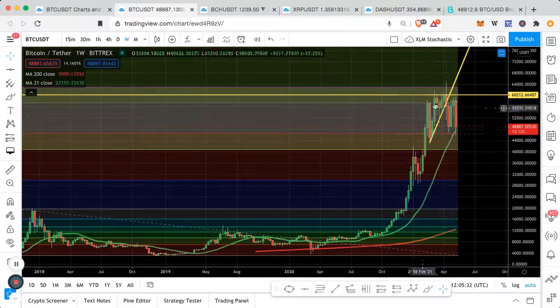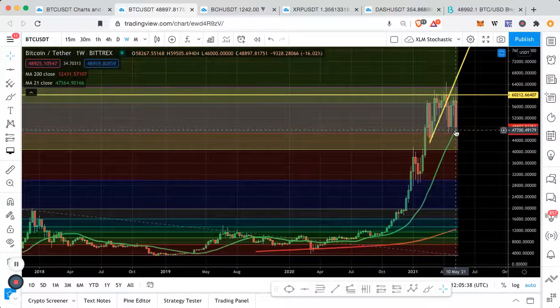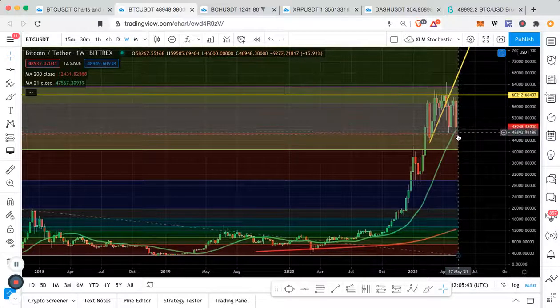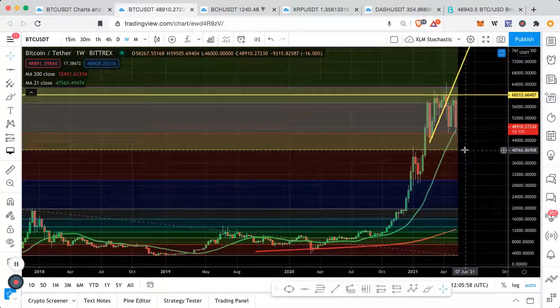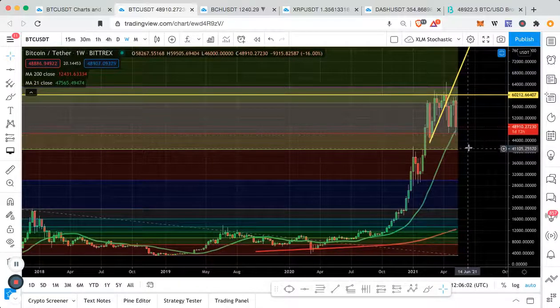Now, a good show of strength is by us staying in this box, which also coincides with the 21-week moving average. If we break below and then we come back up and close beneath the 21-week moving average, that will not be a good sign in the immediate short term. Then we might see a push down to finish going down to like 40,000 or something. All right, 40 to 42,000.